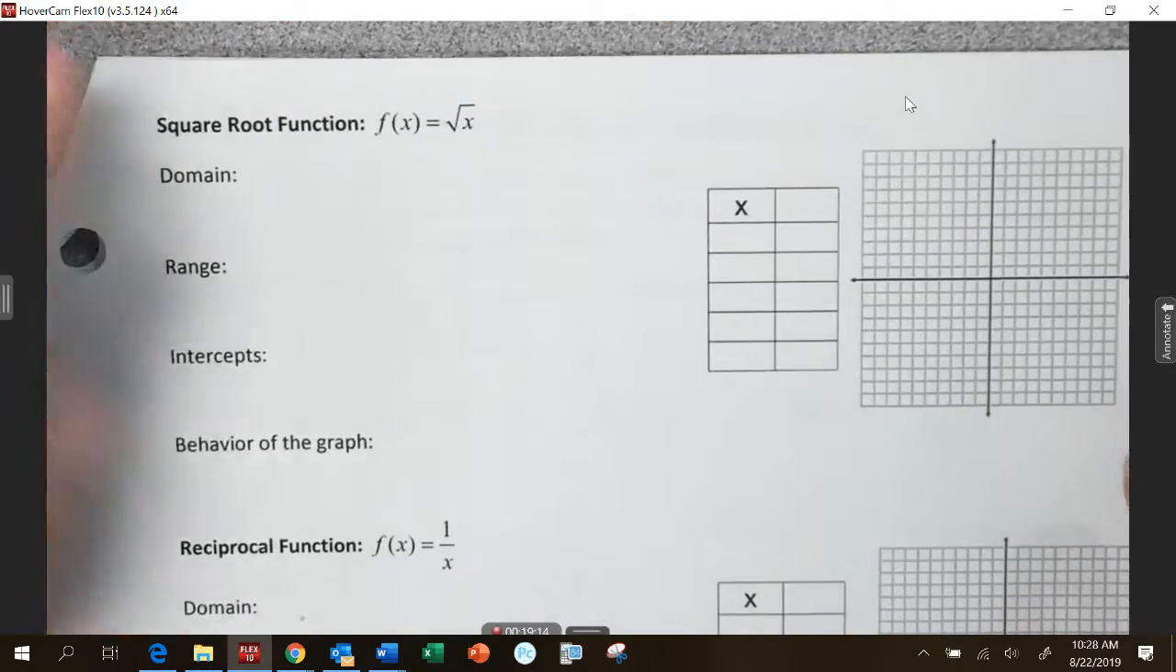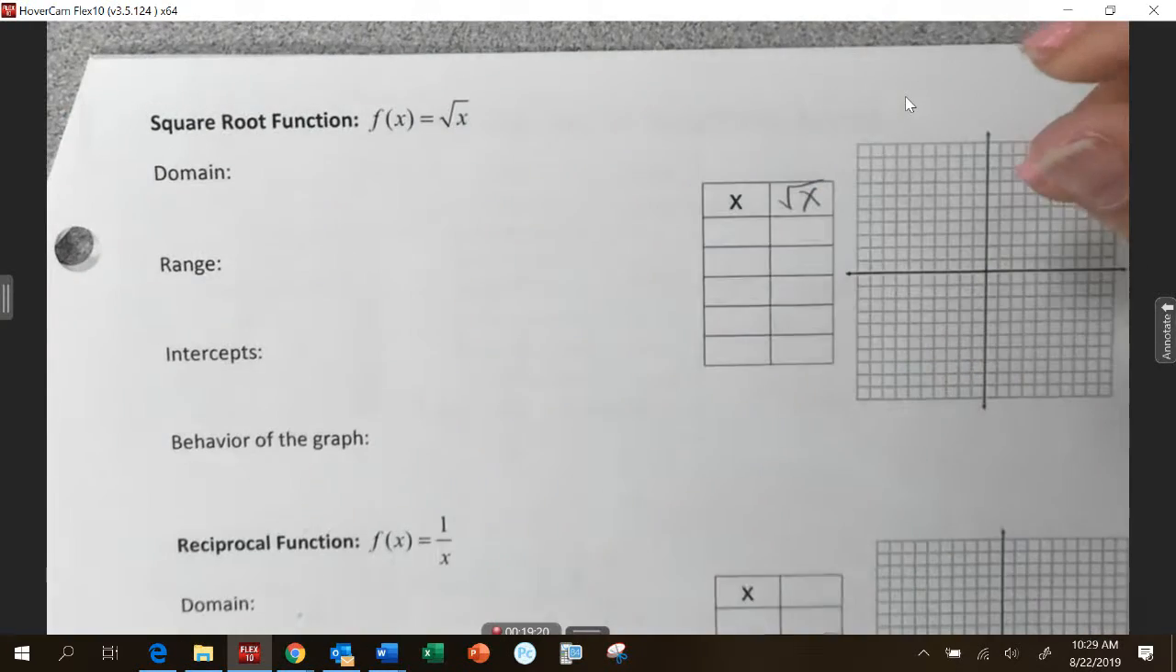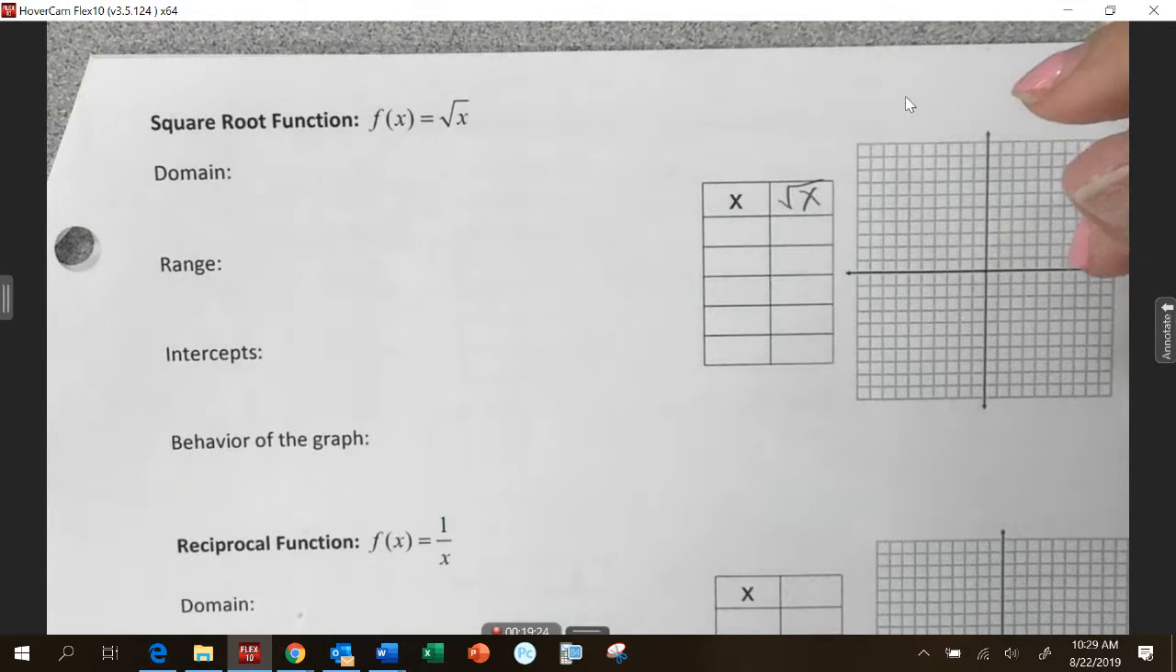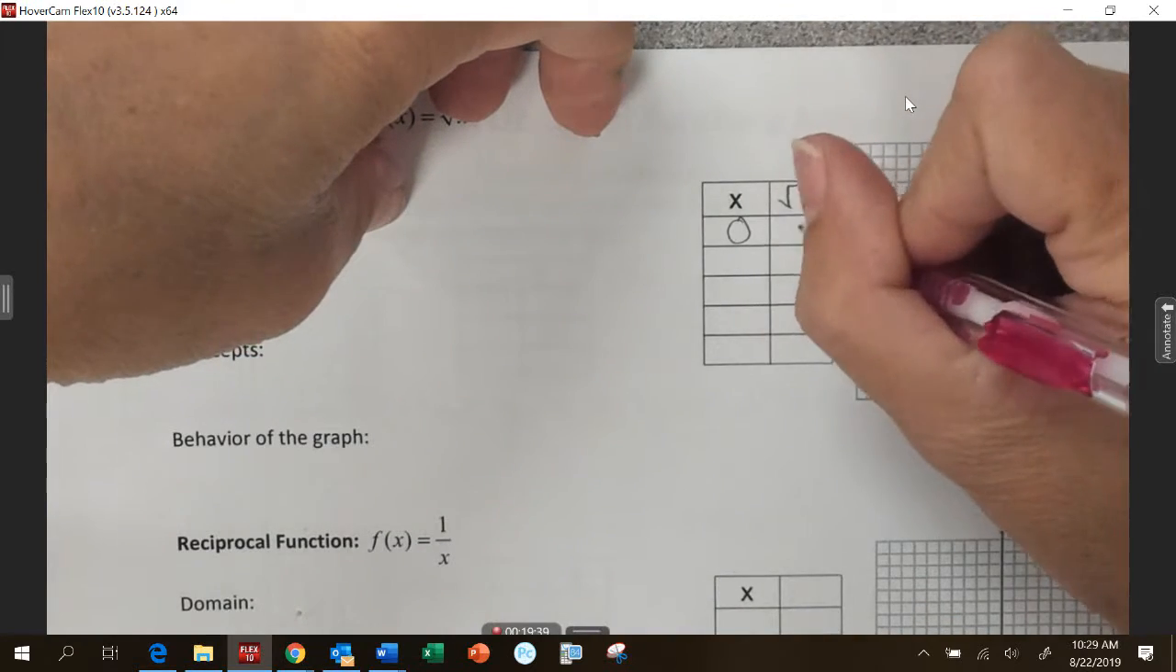Okay, square root function. Square root. So we're going to make a table. But we're going to be smart about our table. What are we going to put in the table that we can take the square root of? Can we take the square root of negative numbers? Don't have to put any of those in my table. Can I take the square root of 0? You can. So I'm going to put 0 as the first x, and the square root of 0 is 0.